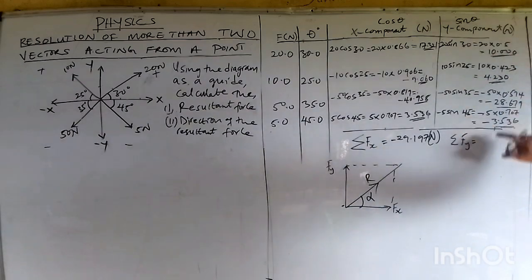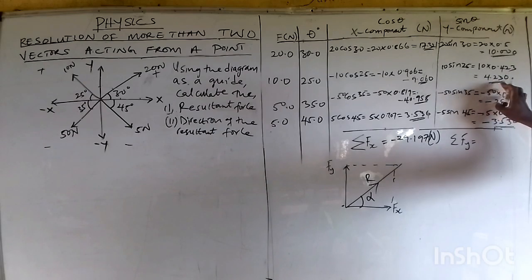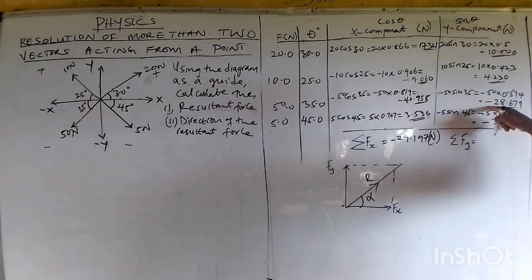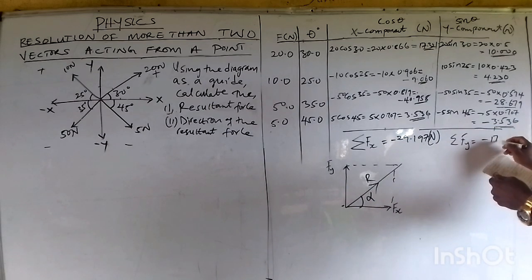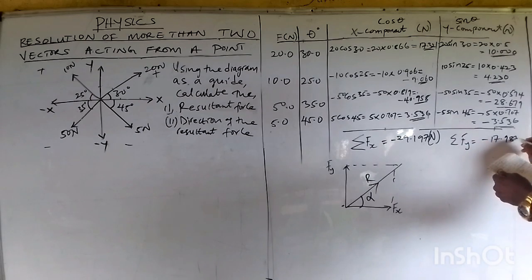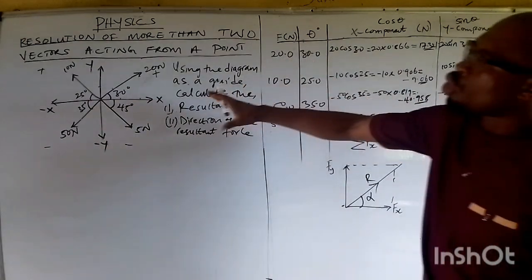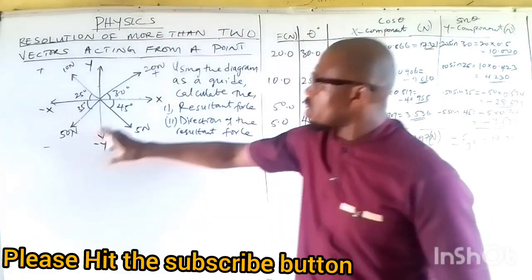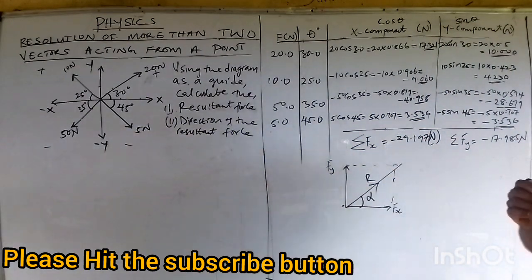Now all the forces along the y component, 10 plus 4.23 minus 28.679 minus 3.56. Everything will give us minus 17.985 Newton. Okay, so at the end of the day, we have been able to resolve all these forces into two components, x component and the y component.